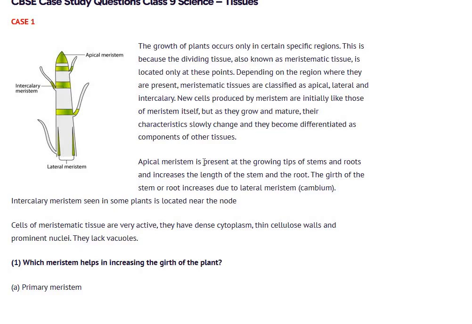Apical meristem is present at the growing tips of the stem and root and increases the length of the stem and root. The girth of the stem or root increases due to lateral meristem, which has cambium inside it. Intercalary meristem, seen in some plants, is located near the node, that is, the internode. Cells of meristematic tissues are very active. They have dense cytoplasm, thin cellulose walls, and prominent nuclei. They lack vacuoles as they don't store food. They are made for growing purposes.